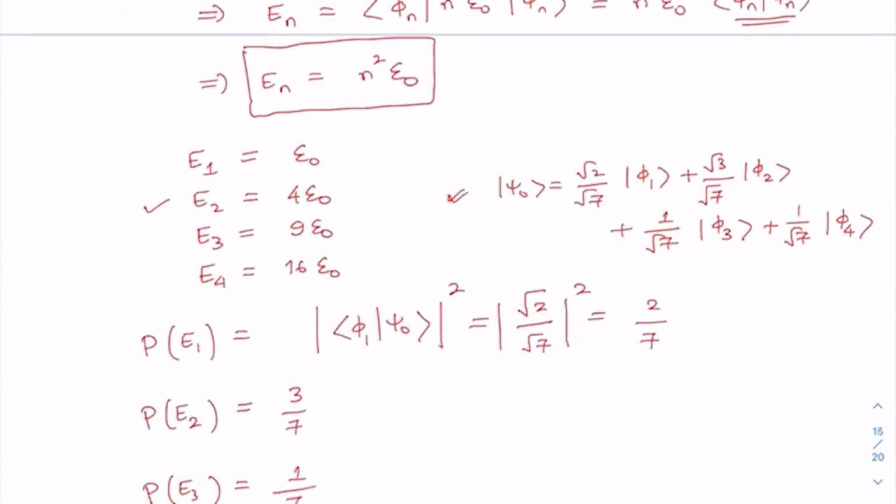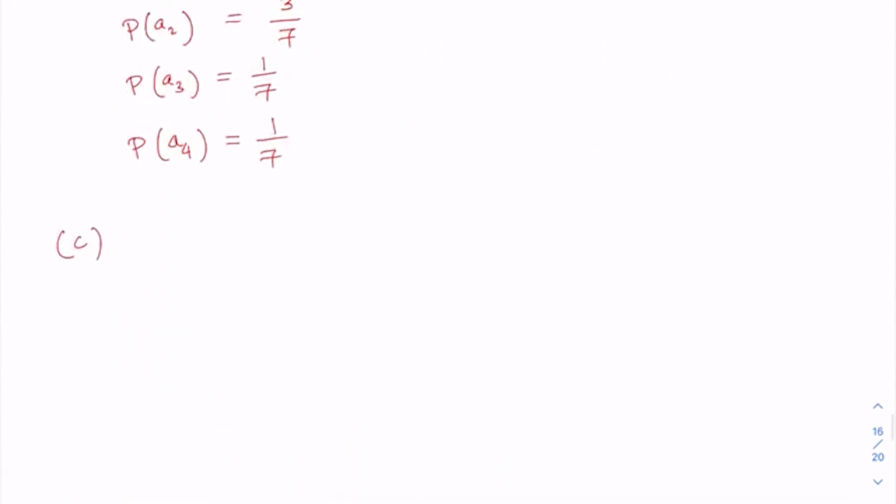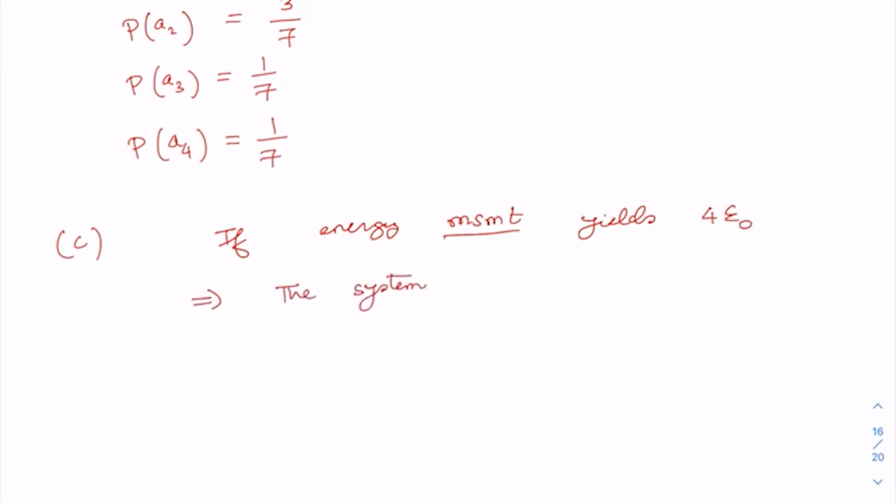If you get the energy 4E0, that means the system is in the state phi 2. So if the energy measurement yields 4E0, this implies the system is left in the state phi 2 immediately.